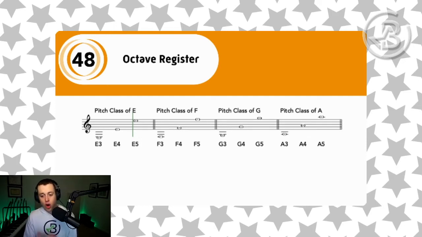These next 3 notes are all F notes, going from low to high. These next 3 notes are all G notes, going from low to high with their octave register number next to the letter name of the note. And finally, we have A3, A4, and A5, 3 A notes all in a row going from lowest to highest.